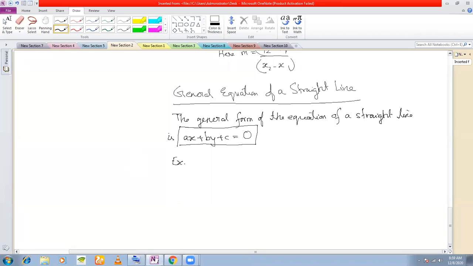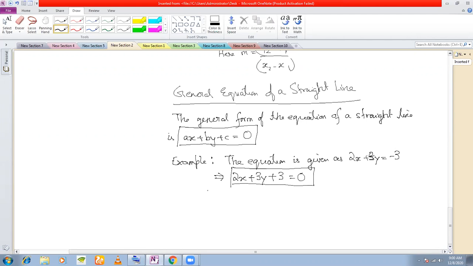So for example, if you have the equation as 2x plus 3y equal to minus 3, this is the equation given to you. You want to write it in general form, so you convert the right hand side to 0. That is, you transpose minus 3 from the right hand side to the left hand side. So you get 2x plus 3y plus 3 is equal to 0. This is the general form.